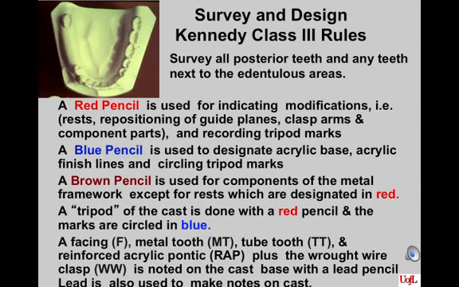This page shows a few of the survey and design rules, which tell you to use certain colors of pencils for certain items on the survey and design of the cast. The items that you will need are these ones in color, plus the lead pencil, and the next slide will also give you some of the things that you need to do this exercise.